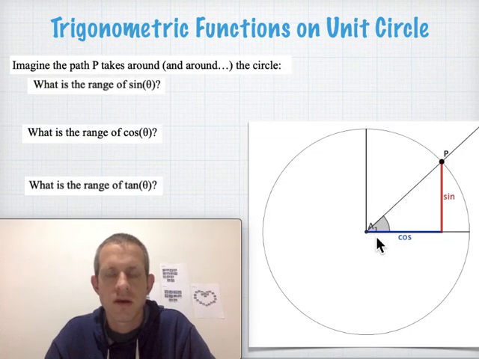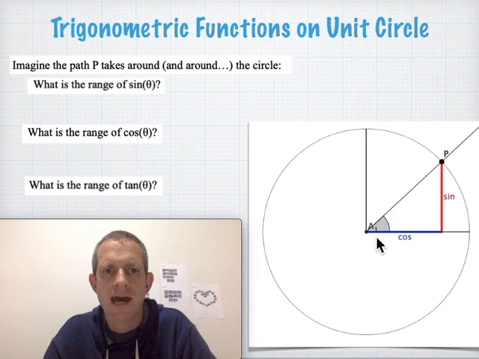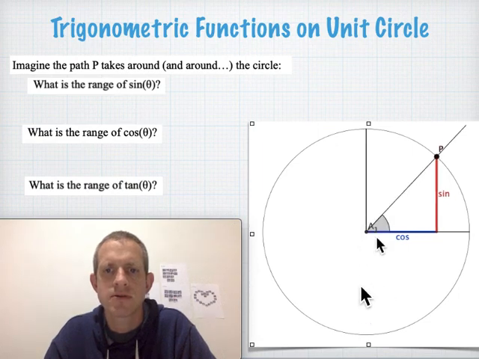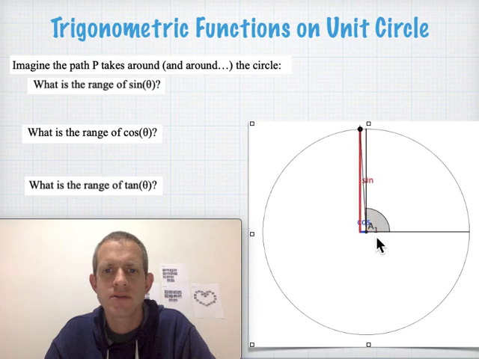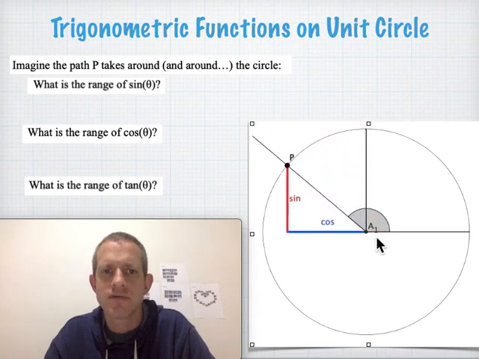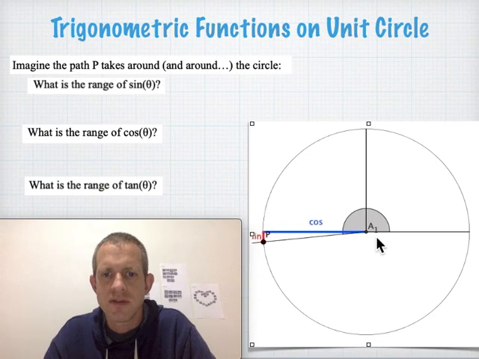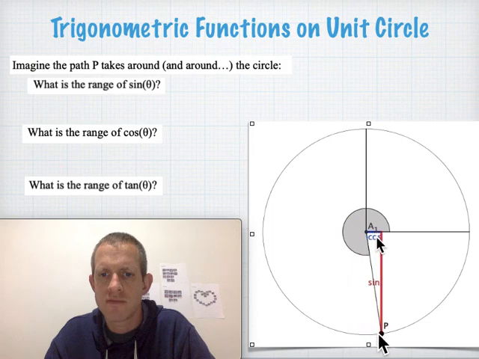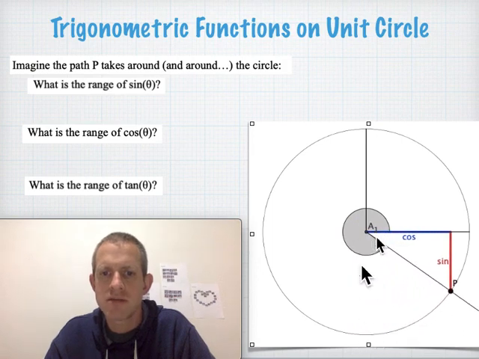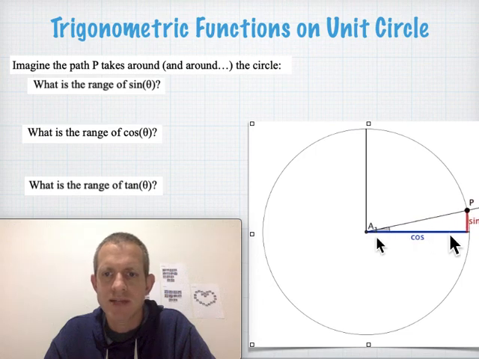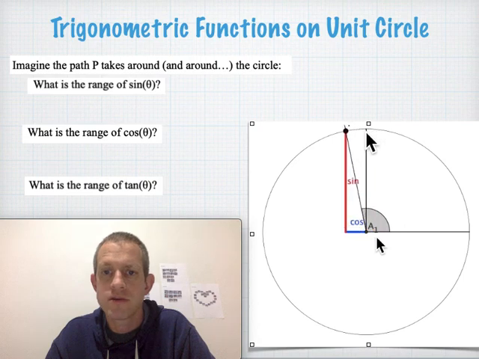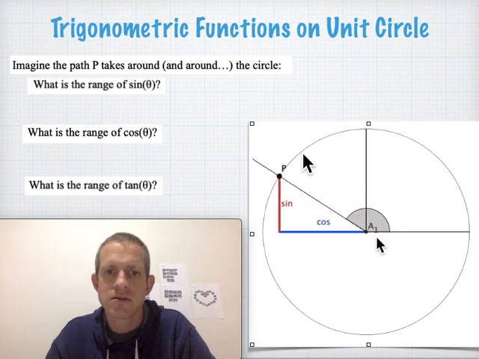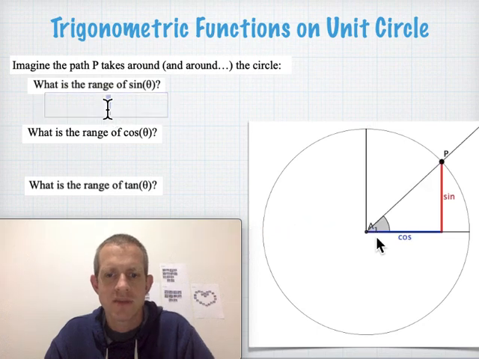So, all right, let's imagine the path that P takes as it rotates around this circle. And while it's doing that, let's think about the range of sine and cosine and tangent. If we think about sine, it was just 0 there, and now our heights are getting more and more negative, and it reaches a most negative of -1. And then it's back to a height of 0, and it looks like it's rising to a height of 1, which is the biggest it gets, and then back down to 0 again. So the range of sine is anywhere from -1 to 1.